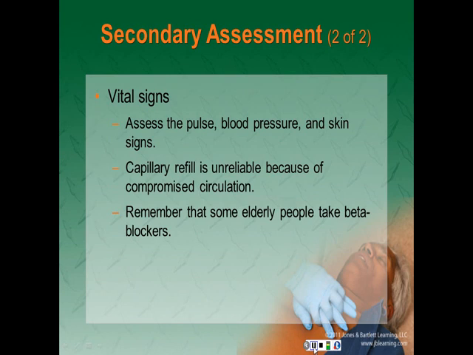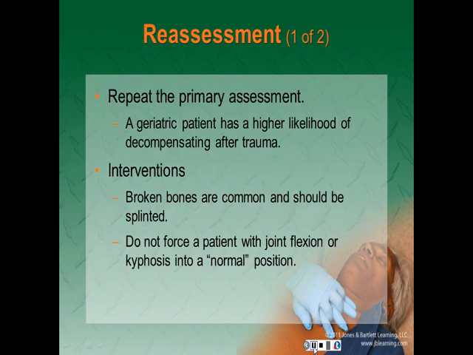Take vital signs. Assess pulse, blood pressure, and skin signs. Remember, capillary refill is unreliable in an elderly person because of compromised circulation. Also, some elderly patients take beta blockers, which will inhibit their heart from becoming tachycardic, as you would expect to see in shock. Repeat your primary assessment. Remember, the geriatric patient has a higher likelihood of decompensating after trauma.